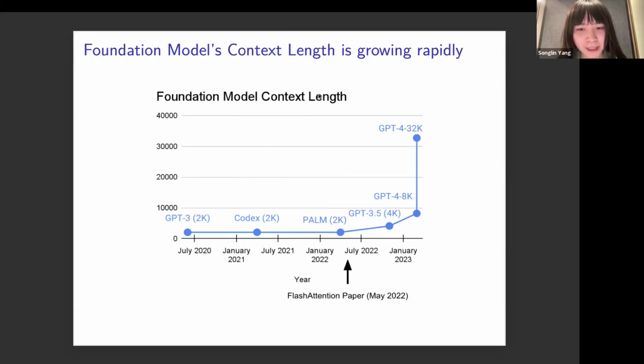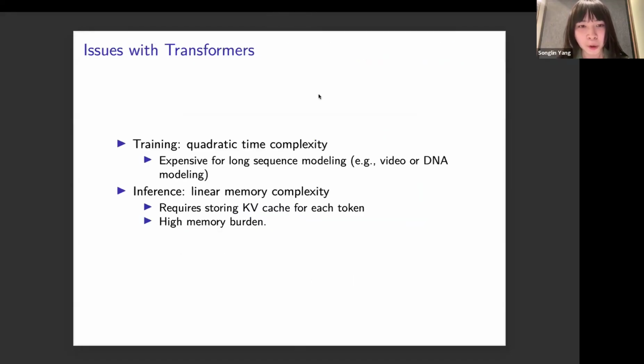The invention of flash attention, and the context window size of the foundation model has grown significantly. However, there are two main efficiency issues with transformers. The first one is the quadratic training complexity issue, which could be problematic for long sequence modeling. For example, in video generation, the sequence length could easily go beyond a million. Also, in DNA modeling, the sequence length could be very large. And in these non-language sequence modeling scenarios, the attention computation is still a bottleneck.